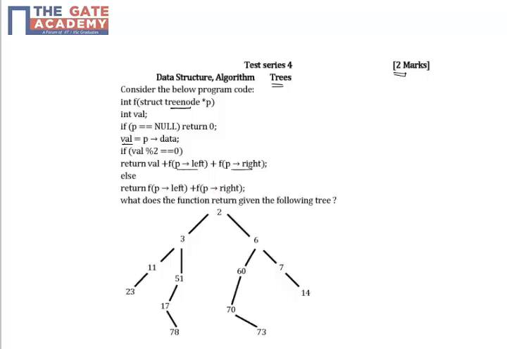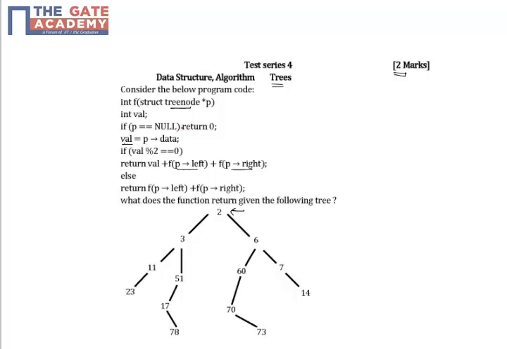And the question is, what does this function return on the following tree? So this is the tree which is given to us. We are passing a pointer to the root. So let's assume that our pointer is pointing to root, so it is here. Now we'll execute this code.